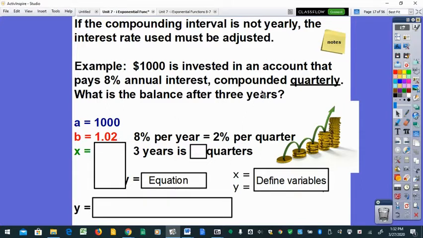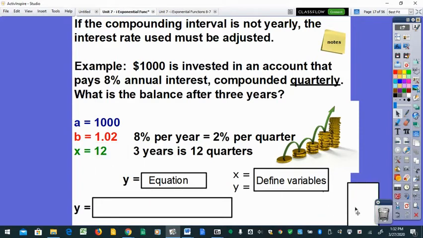Now notice these 3 years. Our time isn't going to just be based on the years. It's going to be based on the number of quarters. So 3 years has how many quarters? Each year has 4, so 3 years would have 12, 3 times 4. And now we're ready to set up our exponential function.